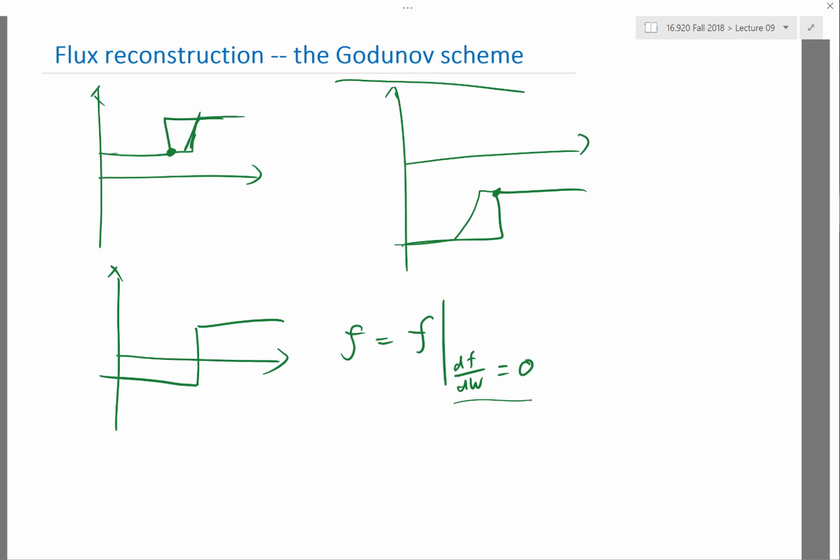The part of w where df dw is higher than 0 is going to move towards the right. Where df dw is lower than 0 it is going to move towards the left, and that point is going to stay. For Burgers' equation, it happens to be 0. For other equations, that's not the case. Okay? Make sense?